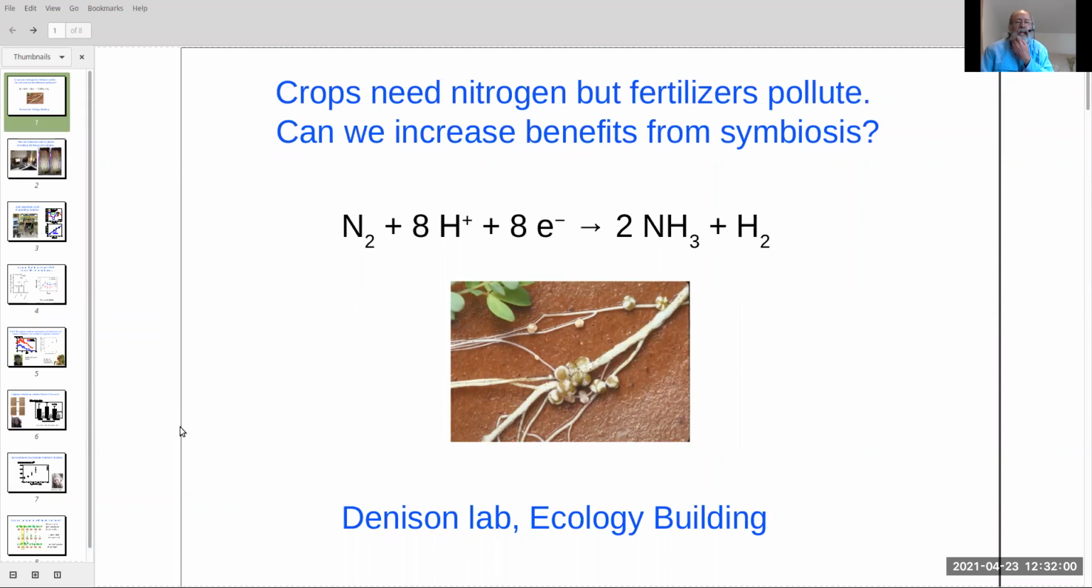So crops need nitrogen, but fertilizers pollute. So we're hoping to increase the net benefits from symbiosis, either by increasing the nitrogen that crops get from symbiotic bacteria or by decreasing the cost. Now, the bacteria live in these root nodules and they convert nitrogen gas from the atmosphere into ammonia, which they give to the plant. But there is a cost to the plant for this, with hydrogen and electrons basically coming from carbohydrate.